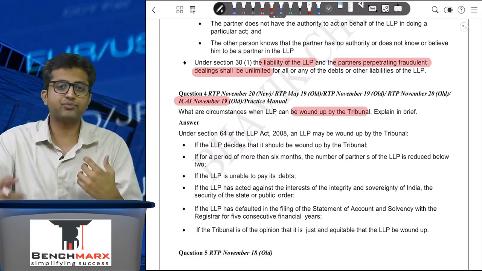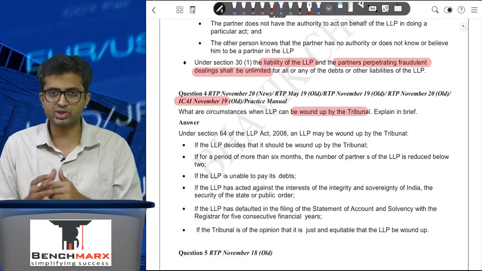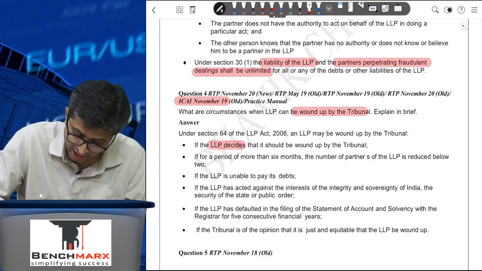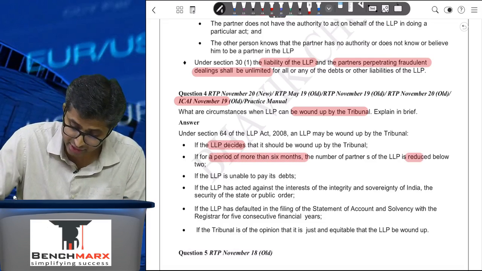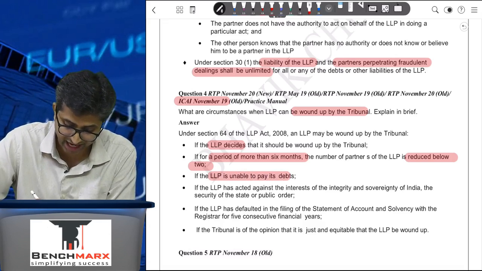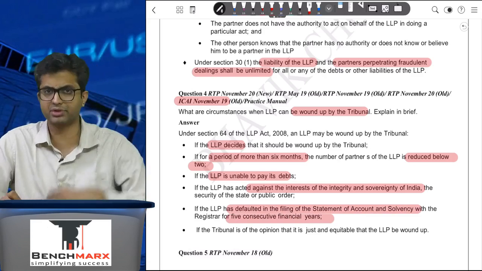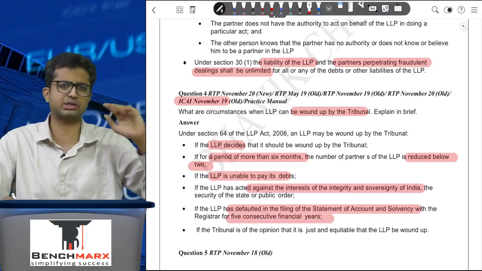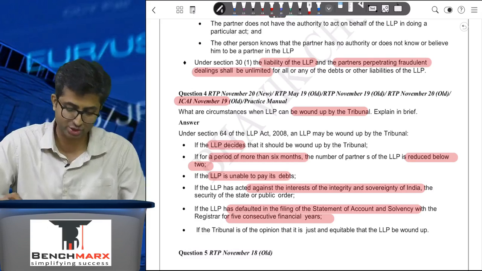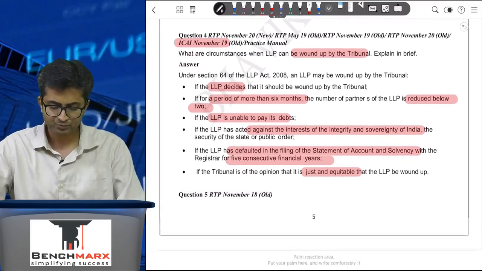Various reasons. When the partners themselves decide that the LLP should be wound up by the tribunal, or there have been 6 months and there has been only one designated partner. You have not been able to get another designated partner. So if LLP decides, and second case, if for more than 6 months the number of partners is reduced below 2, maybe death or any reason. In such cases, LLP is unable to pay debts. It acts against the interests of the country. It has defaulted in filing the statement of accounts. Remember, for a period of 5 consecutive years. Though time limited, one is 6 months, there's less than 2 partners. And secondly, for 5 years consecutively, we have not filed the statement of accounts and solvency. And the last one is an open-ended thing, where if the tribunal thinks it is just and equitable, it can wind up.